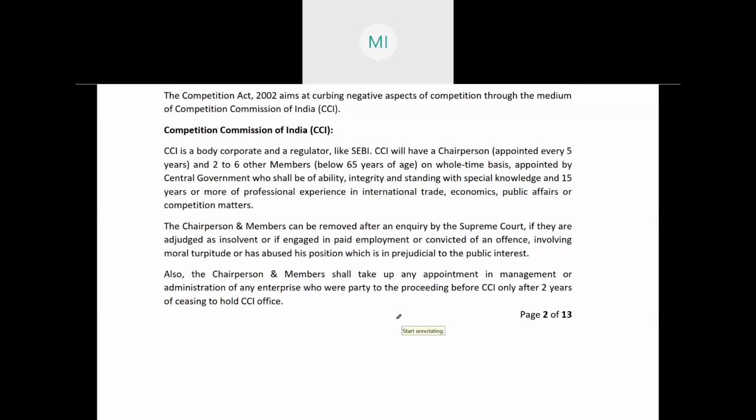Then the chairperson and members, whosoever has been appointed, can be removed only after an inquiry by the Supreme Court. Because they are part of regulators, they can be removed only after an inquiry, and only in cases like, if you could remember, if you have read the Companies Act, if a director is adjudged as insolvent, or if they are convicted of any offense involving moral turpitude, or if they have abused the position or in public interest. In these cases, and that too only after conducting an inquiry, a chairperson or member can be removed.